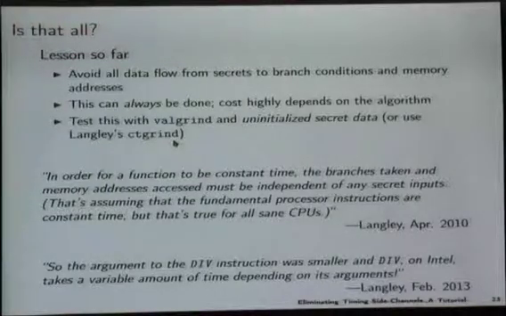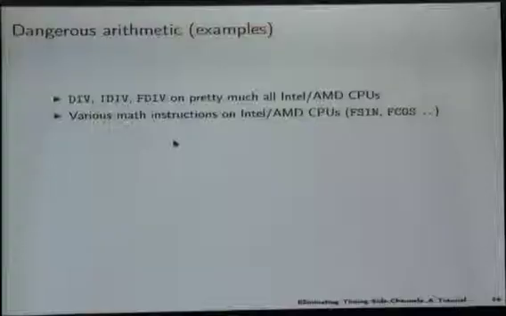And second of all, we need to pay attention to more than that. But it's not much more than that. So really, on various CPUs, there are some arithmetic instructions that are just not constant time. Some examples are exactly this div instruction, and there's idiv, there's fdiv, on pretty much all Intel and AMD CPUs. They just take time depending on the arguments.